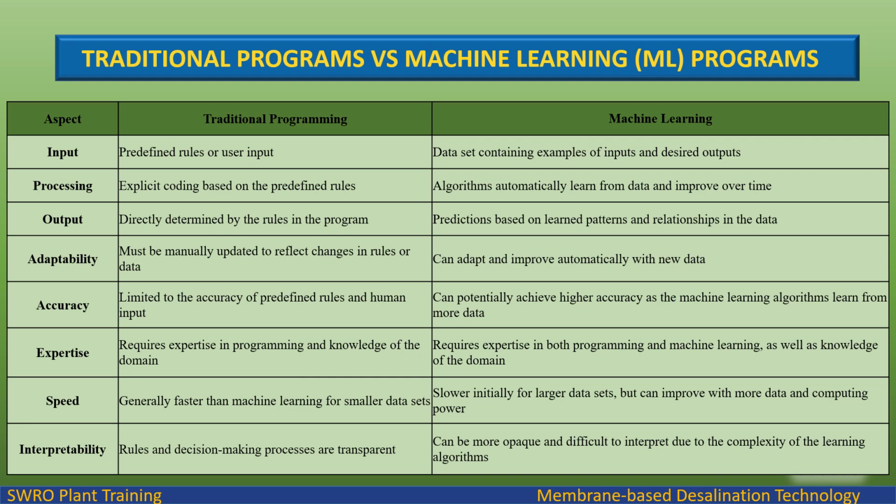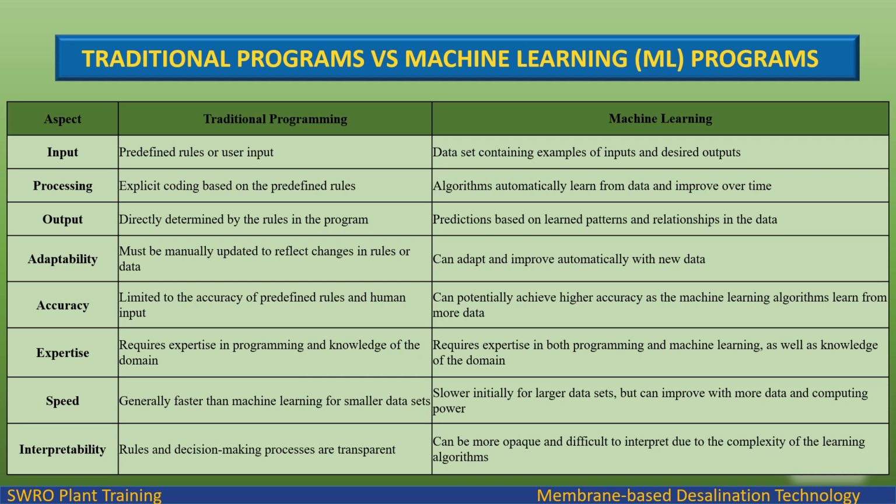Interpretability. In traditional programming, rules and decision-making processes are transparent. In machine learning, they can be more opaque and difficult to interpret due to the complexity of the learning algorithms. Accuracy: limited to the accuracy of predefined rules and human input, versus can potentially achieve higher accuracy as the machine learning algorithms learn from more data. Expertise: requires expertise in programming and knowledge of the domain, versus requires expertise in both programming and machine learning, as well as knowledge of the domain.